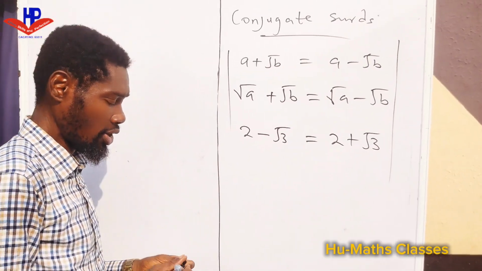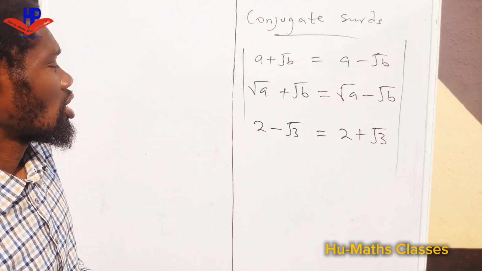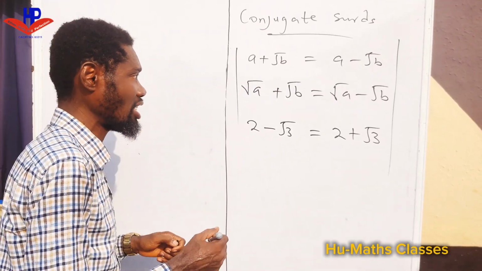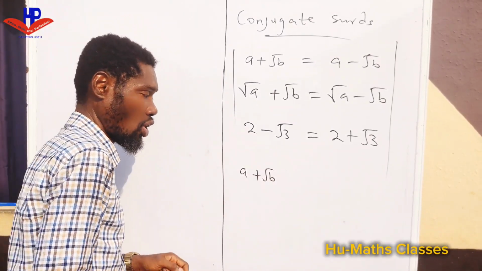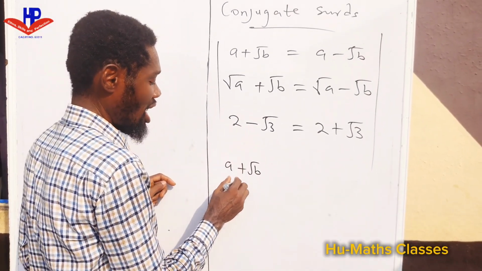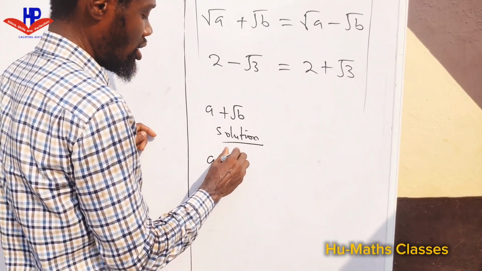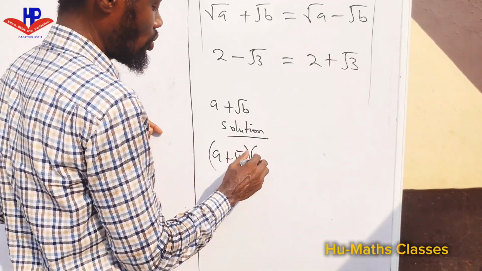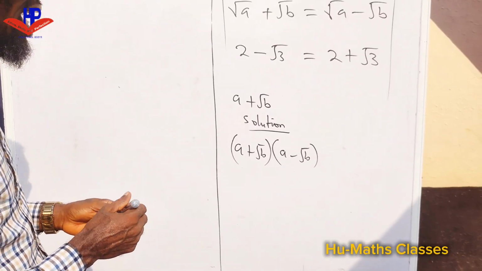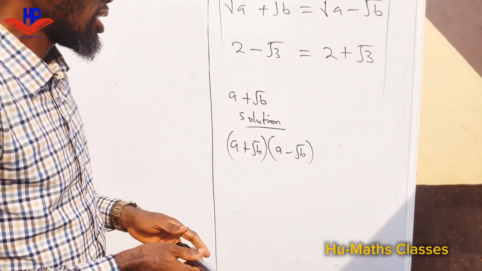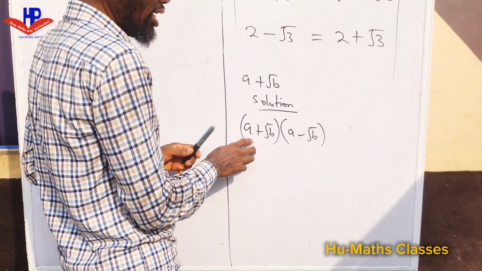Now, a surd could be multiplied by its conjugate. For instance, if you have a plus root b and you're asked to multiply this surd by its conjugate, I'll be having this done. A plus root b, introduce a bracket, times its conjugate a minus root b. All you need to do is to identify your multiplier and your multiplicand. So here is going to be our multiplier, here will be our multiplicand.